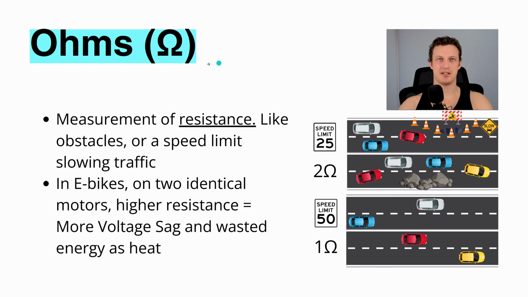Ohms, designated by the Greek letter omega. Measurement of resistance, like obstacles or a speed limit, slowing traffic. In e-bikes, on 2 identical motors, the higher resistance equals more voltage sag and wasted energy as heat. So our example here, speed limit of 25, because there's obstacles, thin wire or things slowing down traffic. And here we have an example where it's smooth sailing.